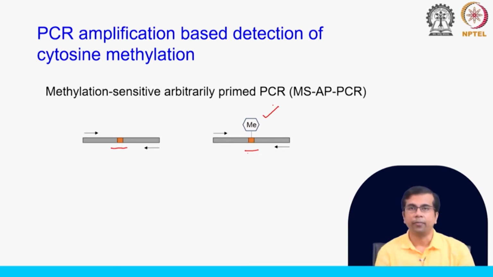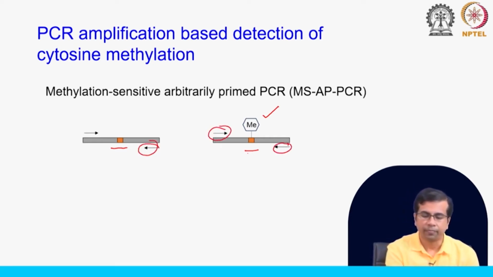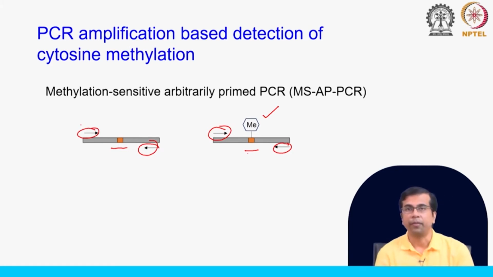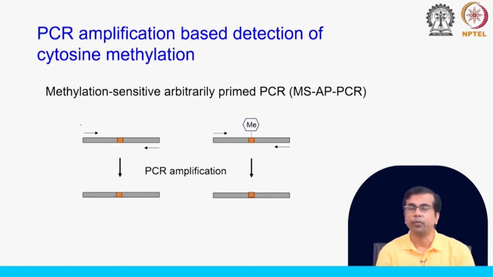Okay. Now, what will happen? So, we want to amplify this fragment, right, using these two primers on the end, right. So, you have these primers, and then we amplify, and both of them will get amplified, right. So, you will get a PCR product on the gel. So, under normal circumstances, the methylation would not cause any problem, right, for PCR amplification.